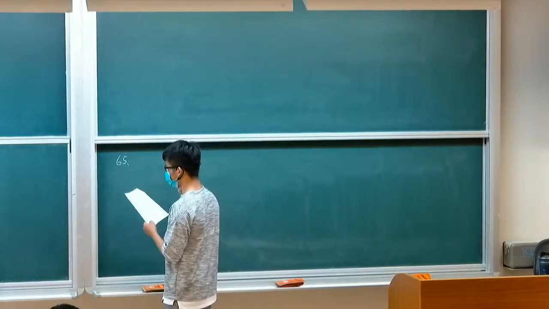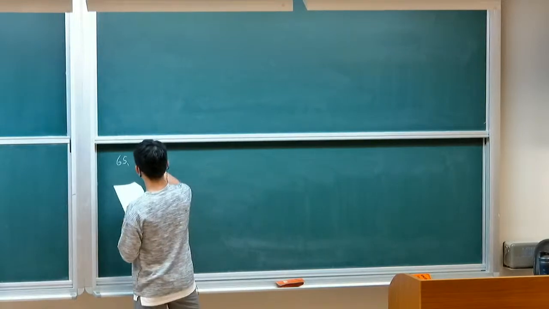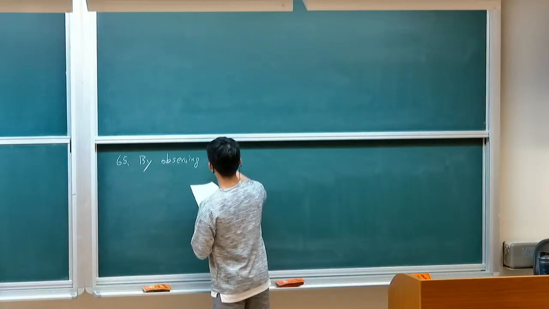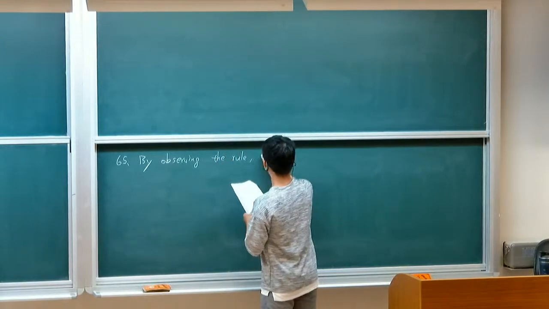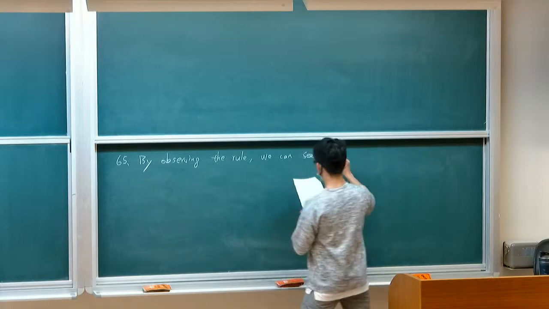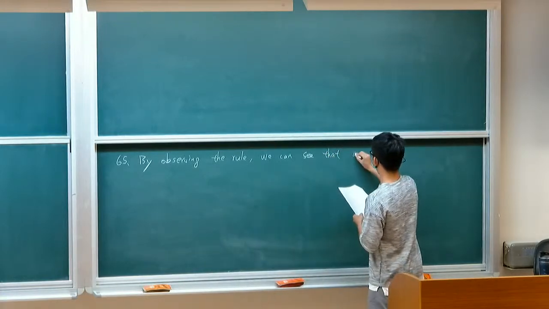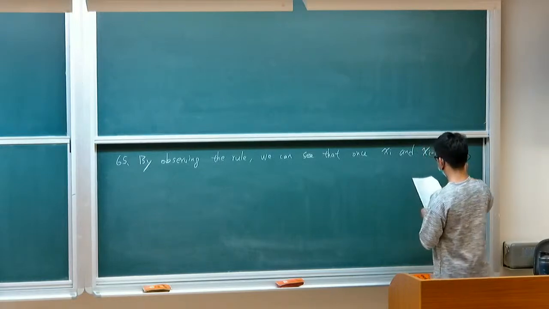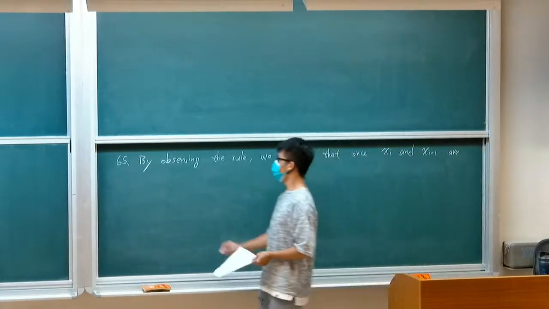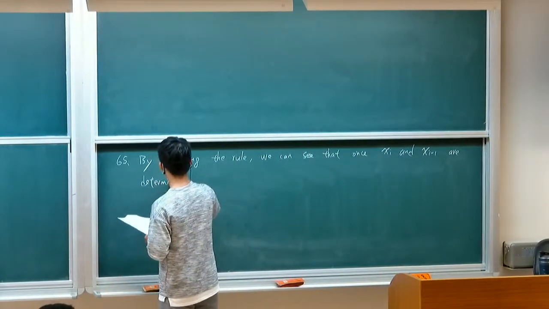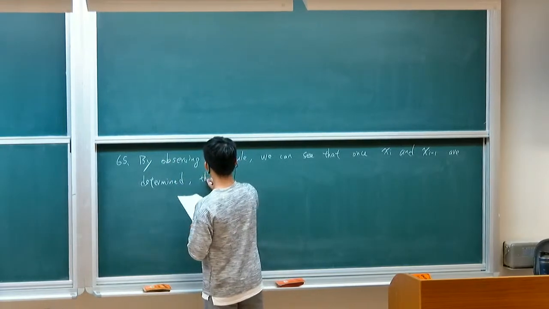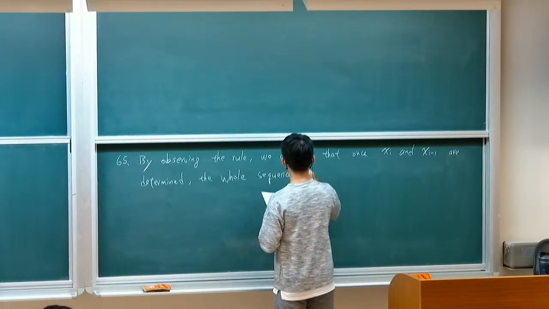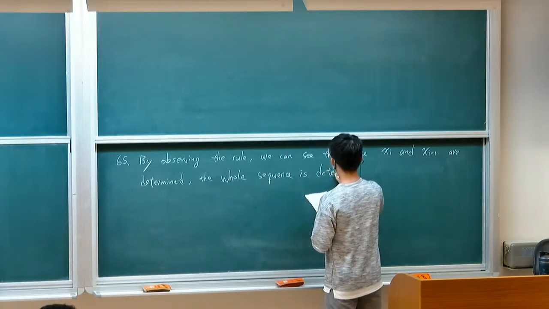Here we first observe the rule. We can see that once xi and xi minus 1 are determined, the whole sequence is determined.